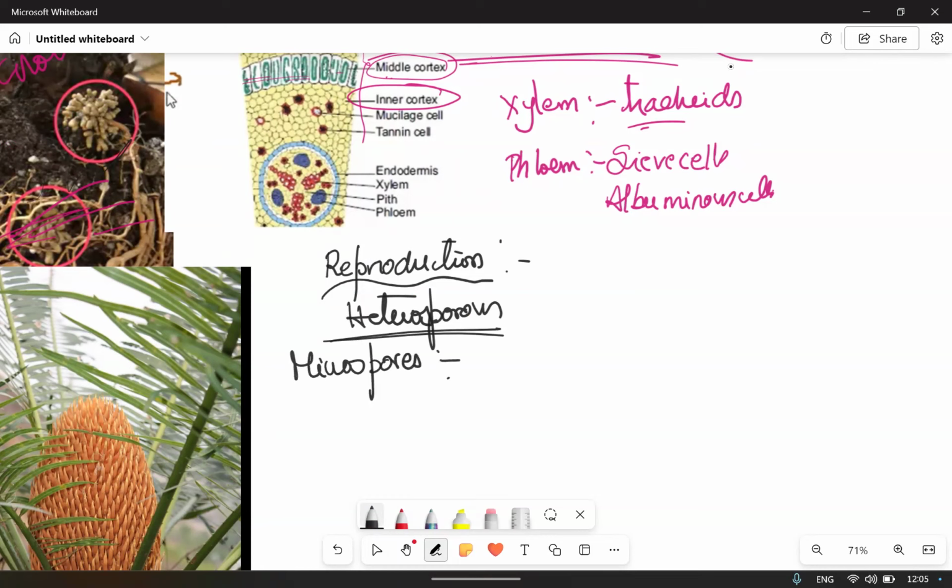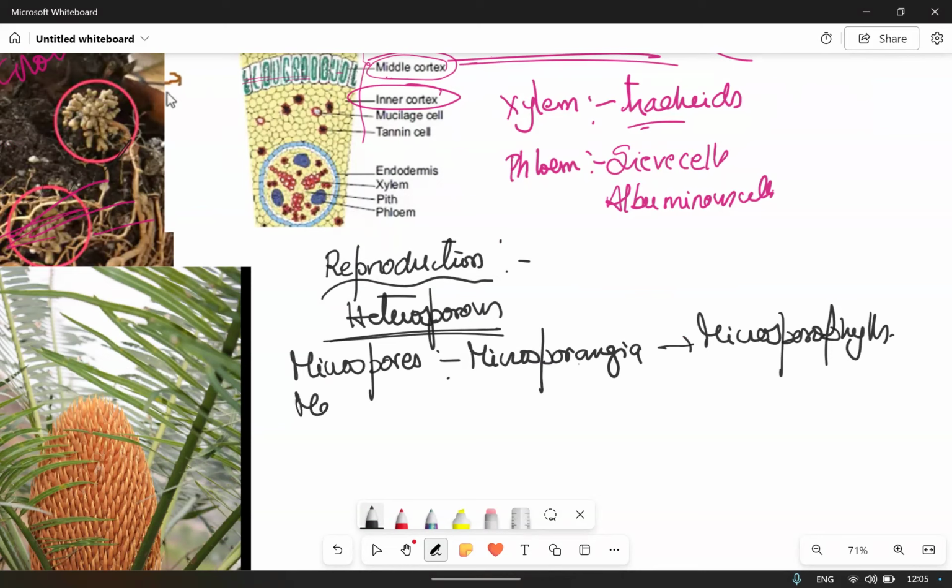From where are they produced? From the microsporangia. Where are these microsporangia? On the microsporophylls. So microspores are nothing but pollen grains only. Those are developed inside the microsporangia. Microsporangia are present on the microsporophylls.